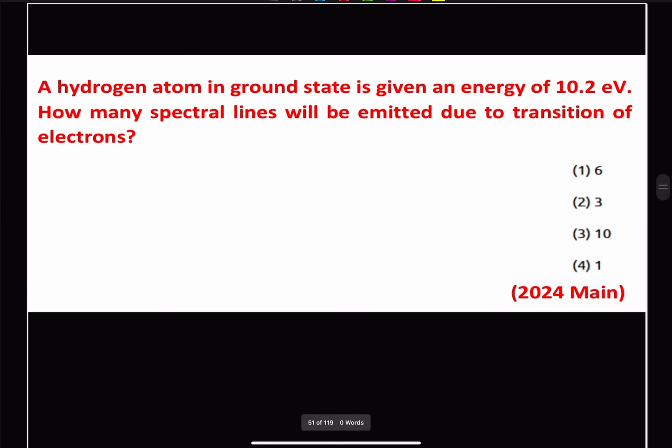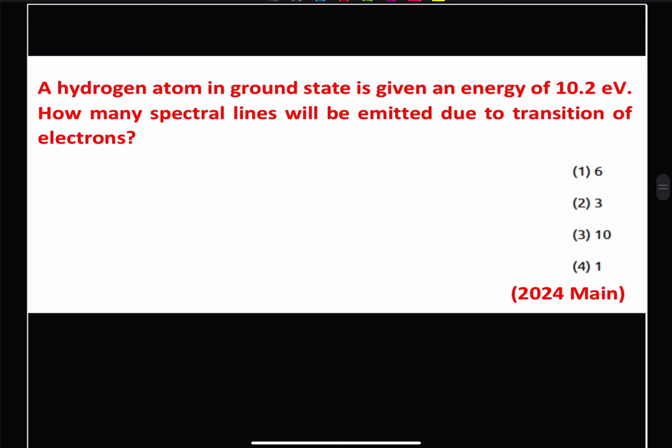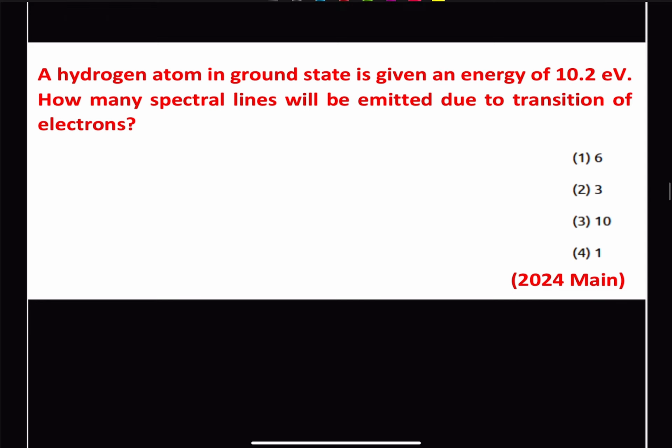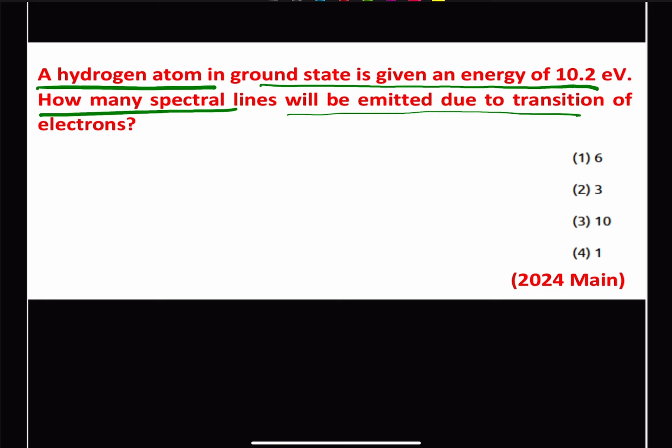It states that a hydrogen atom in ground state is given energy of 10.2 electron volt. How many spectral lines will be emitted due to transition of the electrons? So we are given that initially it is in a ground state, that value of n is equal to 1, and energy given to it is 10.2. So based on this we are going to find out what will be the possible transition.